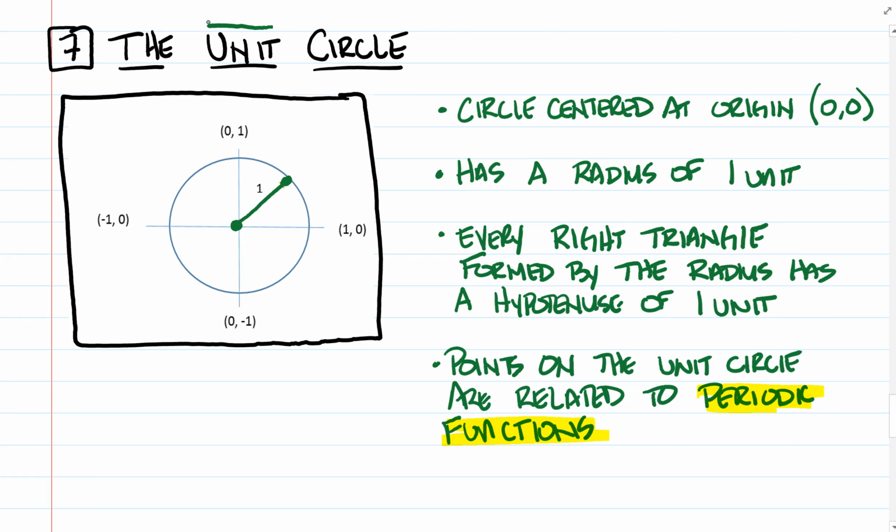Haha. Okay, every right triangle formed by the radius has a hypotenuse of 1. What the heck does that mean? Well, that means that if I drop a perpendicular here and I go back to my origin and make a right triangle, then I'm guaranteed that the hypotenuse is 1. Obviously, since the radius is 1, the hypotenuse is going to be 1. That's not very exciting, but very useful.